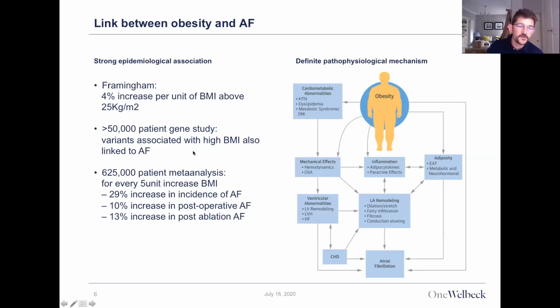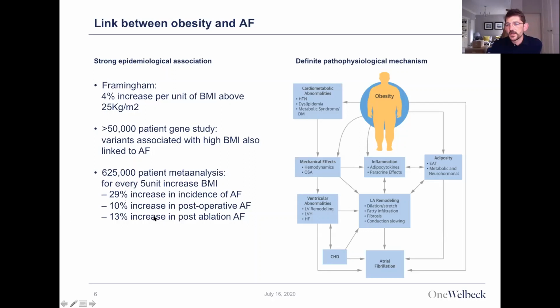There's a huge 50,000 patient gene study that looked at variations in the gene profile, and the variants that were associated with a high BMI very, very strongly were linked to getting atrial fibrillation, suggesting it as an independent risk factor. And then in another huge meta-analysis study, every 5-unit increase in body mass index led to an overall increase of 29% per 5 units in the incidence of AF.